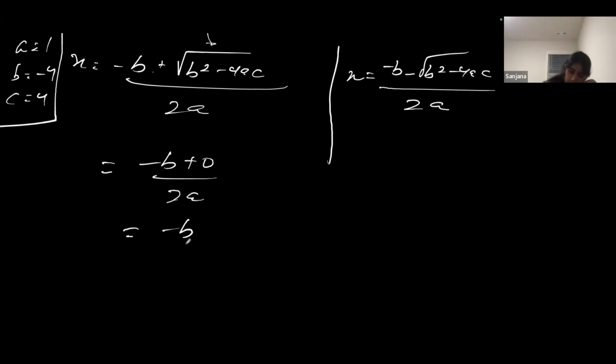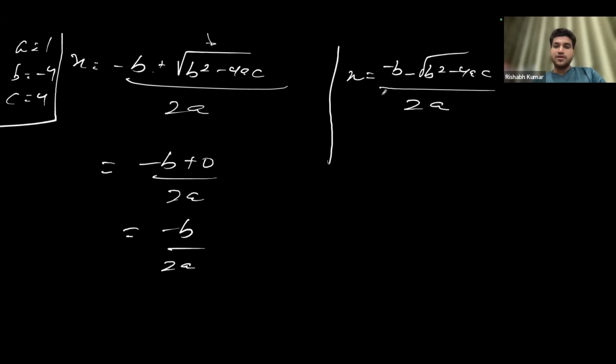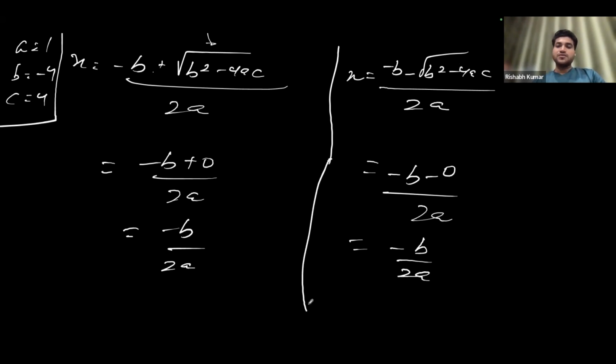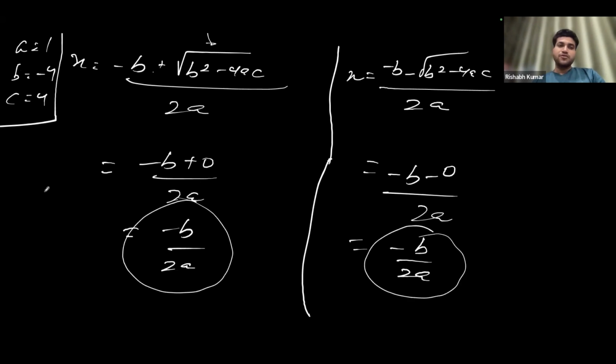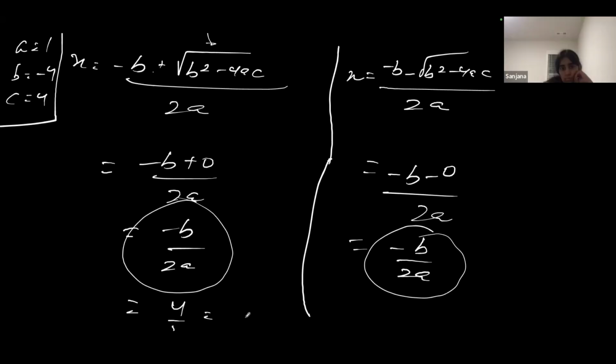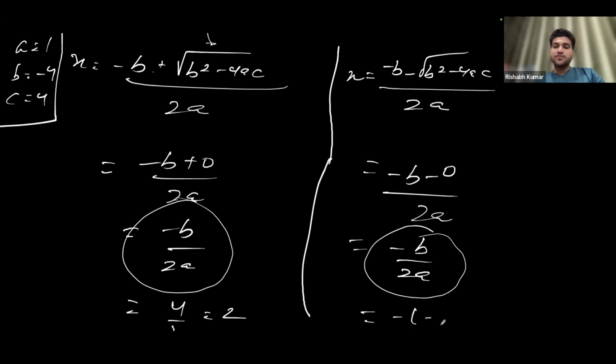Okay. So our root will be minus b upon 2a. And when we are trying to solve for the other root, this will also be minus b upon 2a, because this discriminant value is 0 now. So minus b upon 2a. Both our roots are the same now, actually. Both are minus b upon 2a. When we put in all these values, this will become 4 upon 2, so this is 2. This is also minus of minus 4 upon 2, so this is also 2.